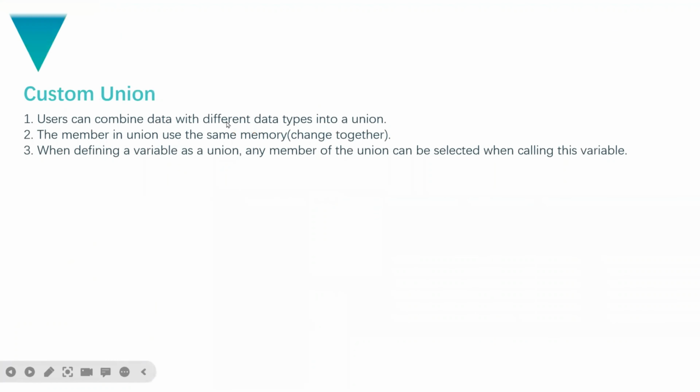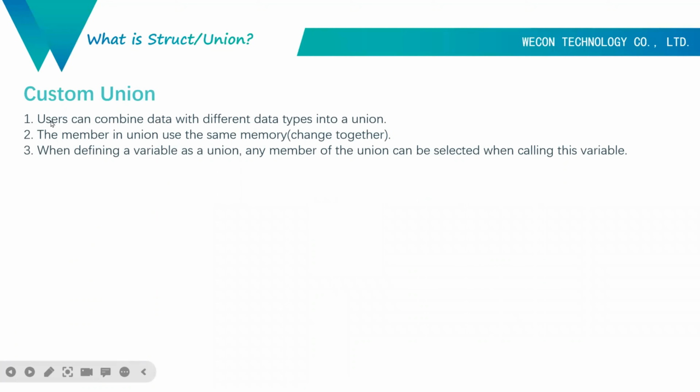And the next is custom union. First, in a union, users can combine data with different data types into a union. And for example, the members in a union use the same memory, which means they will change together. For example, we put A and B into a union.